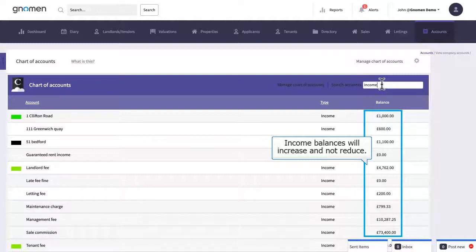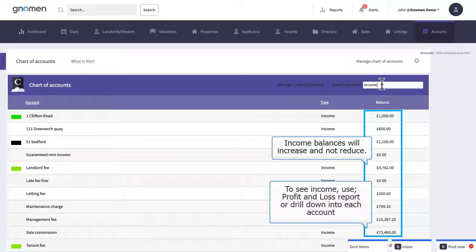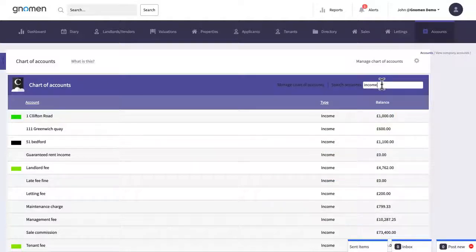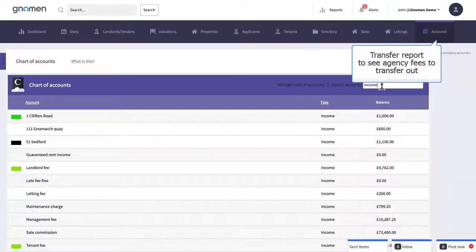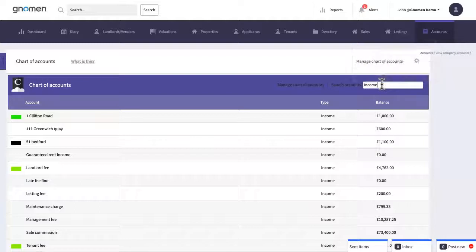So to see what income you've made, you're able to view reports such as profit and loss and equally drill down into each account to filter transactions by date. The best way of knowing what agency fees need to be transferred out of your client's bank account is to see the transfer report that I mentioned earlier found in the account section.